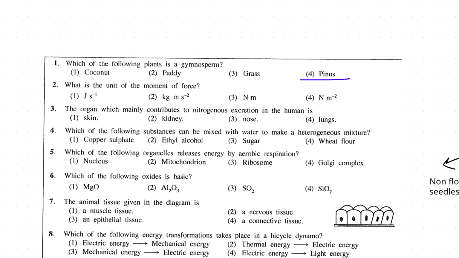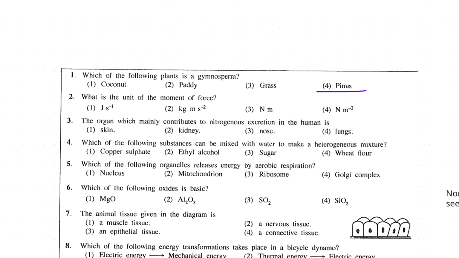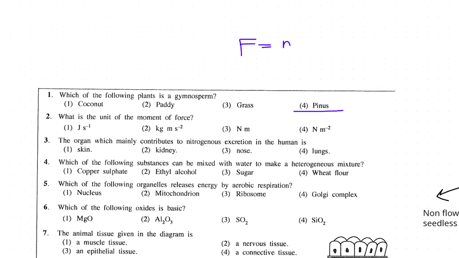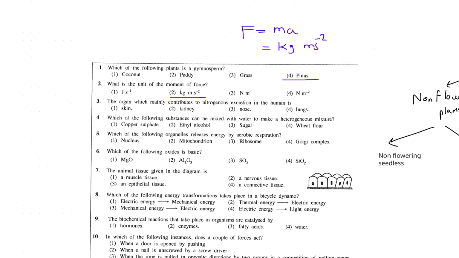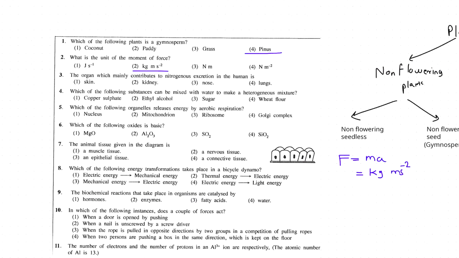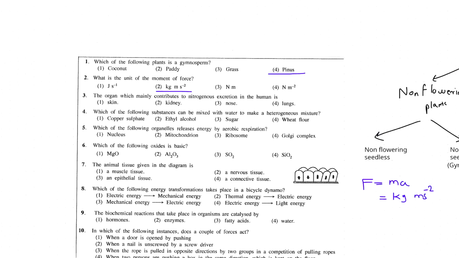Okay. All right. What is the unit of the moment of force? So they are asking the unit of force. So it should be newtons. So F equals ma. Mass is kg. Acceleration is m s minus 2, so it should be kg m s minus 2. Is that right? Is that right, Lamai? Others? Really? Is that right?